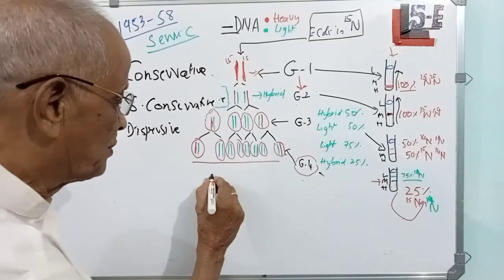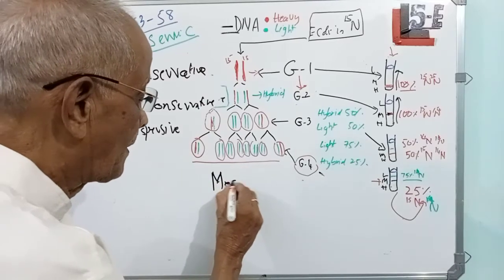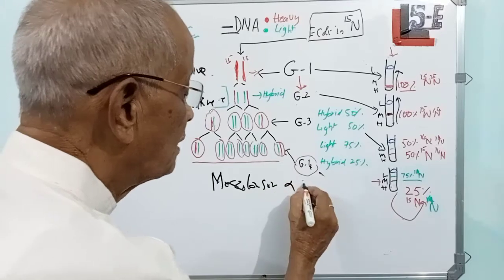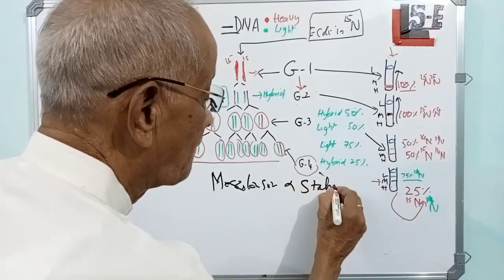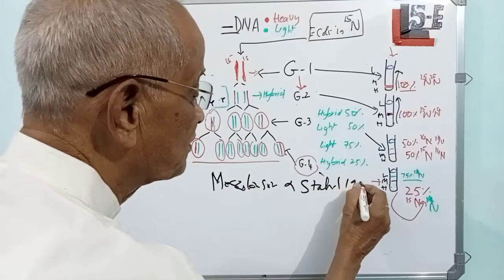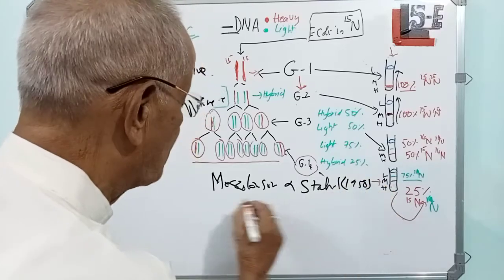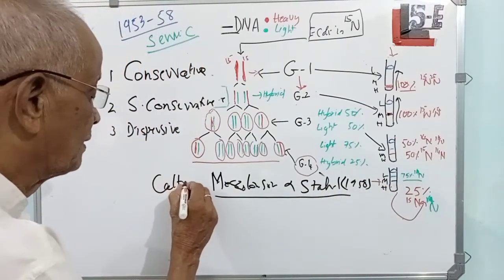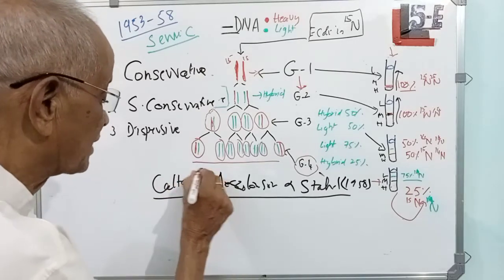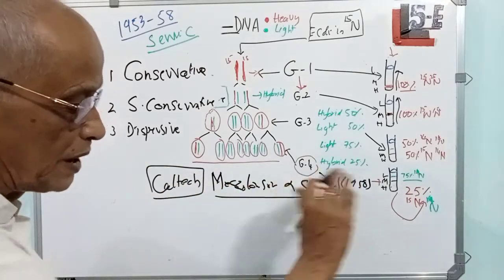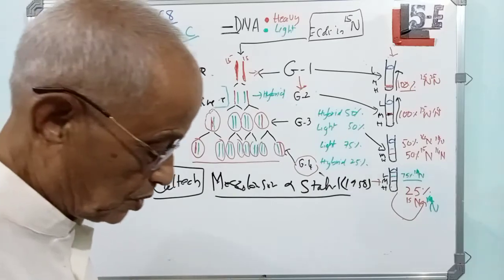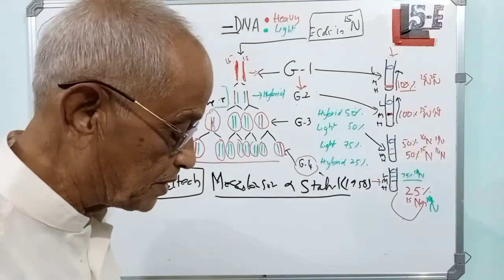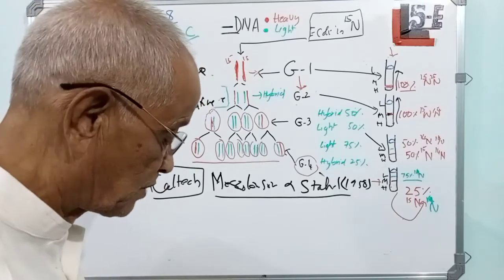It was at that time Meselson and Stahl. In 1958, they published a paper. These people were working in Caltech, that is the California Institute of Technology. They were working on that material. So they were very intelligent to select the materials for their experiments.